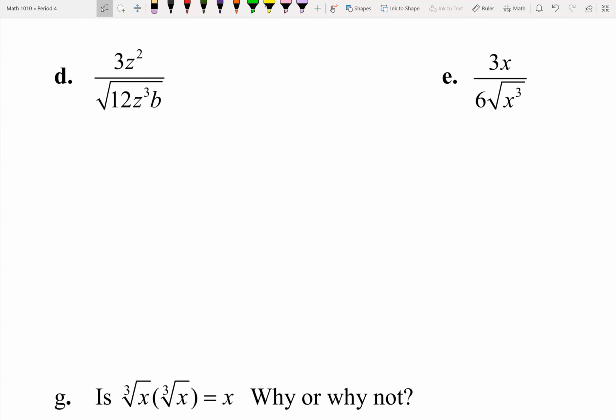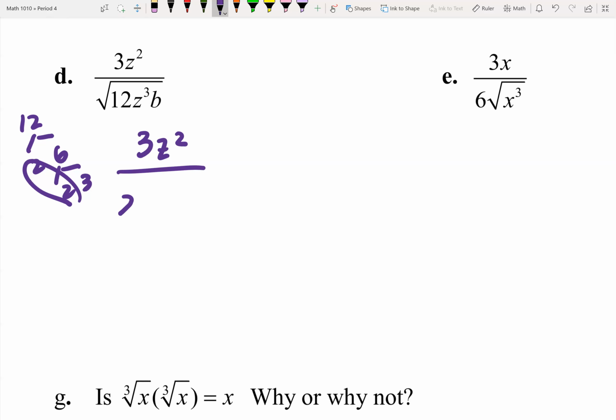Okay, question D. What would you do? Can I reduce the 3 and the 12? No. Could I do this? Probably a bad question. I'll just go with it because I started. Could I do that? I could. Actually, it wasn't a bad question. I could. Should I? It's way tougher than I need to do. What should I do? Break down the 12. Okay, so 12 is 2 times 6. 6 is 2 times 3. These two 2's come out. So I have 3z to the second over 2.